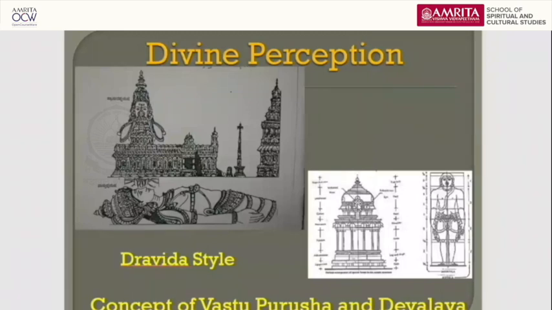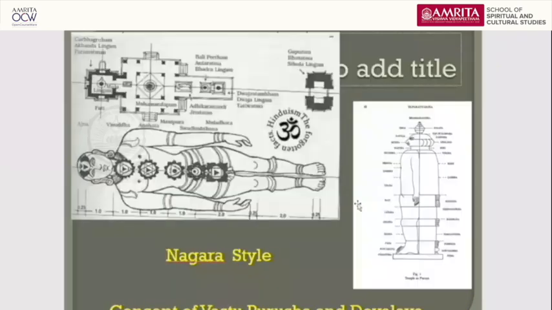So this plan, what you are seeing, is of a Dravida temple. But the same concept is applicable even in the Nagara style. You can see that even in the Nagara temple, the plan of the temple is considered as the Vastu Purusha who is lying down, and they also try to identify the major Shatchakras and the Sahasrara Chakra in the form of the ground plan.